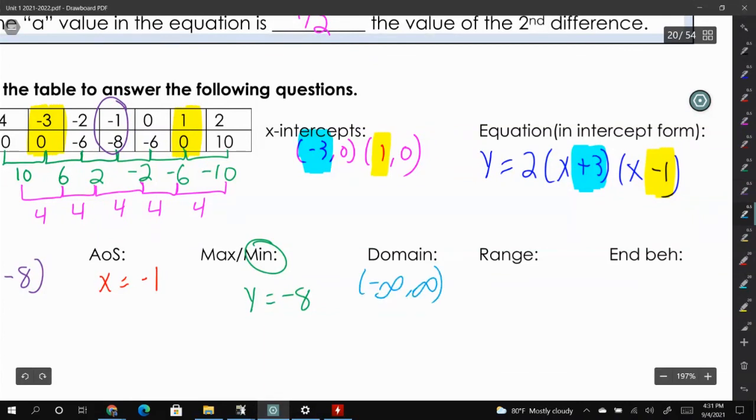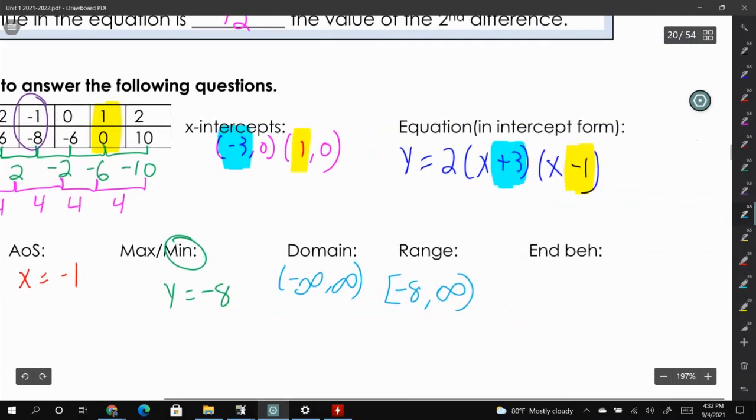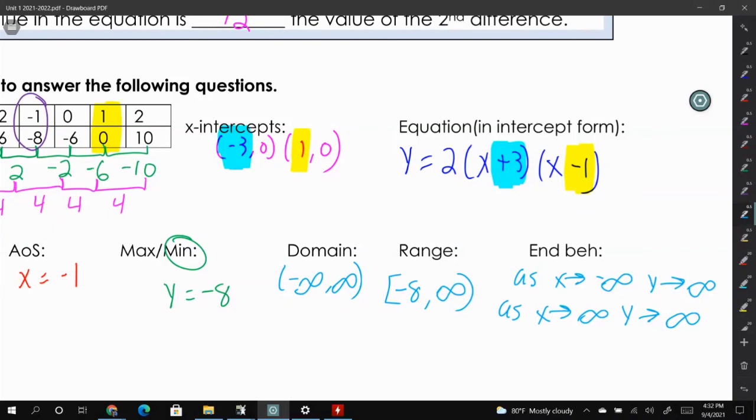Domain is always negative infinity, comma infinity. Range is going to be negative 8, comma infinity. And then the end behavior, both ends are going to go up. So as x approaches negative infinity, y approaches infinity. And as x approaches infinity, y approaches infinity as well.